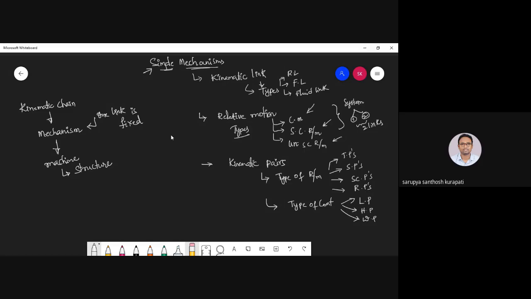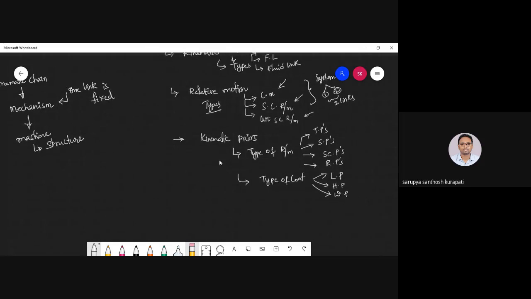So first, according to the type of relative motions, we have discussed turning pairs, spherical pair, screw pair, rolling pair. We have sliding pairs, and a sliding pair is also called a prismatic pair. And according to the type of contact, we have discussed lower pair, higher pair, and wrapping pair.